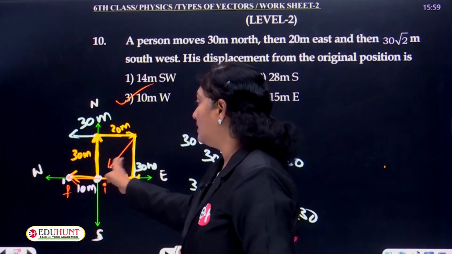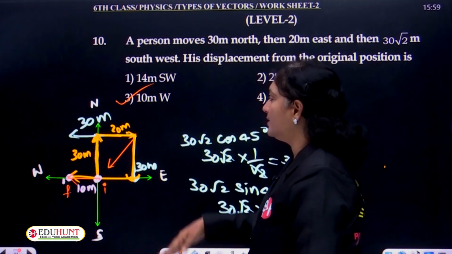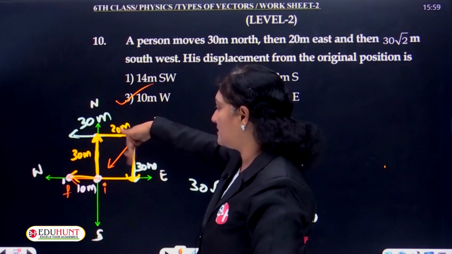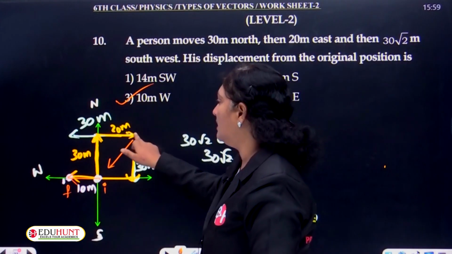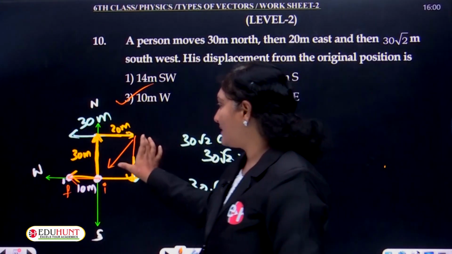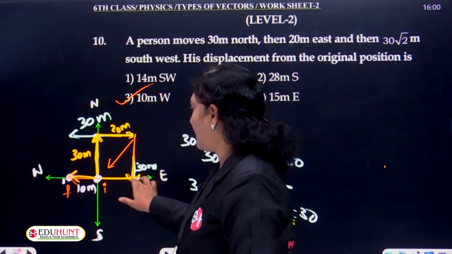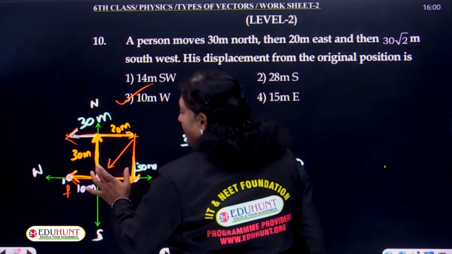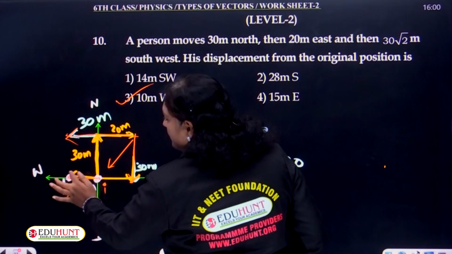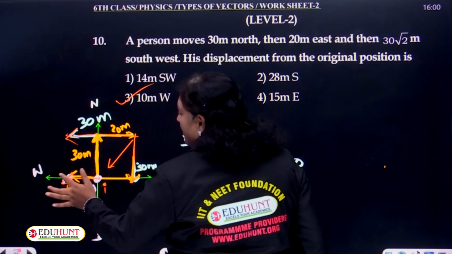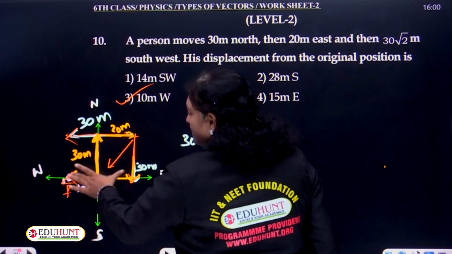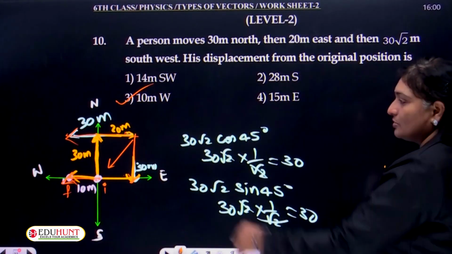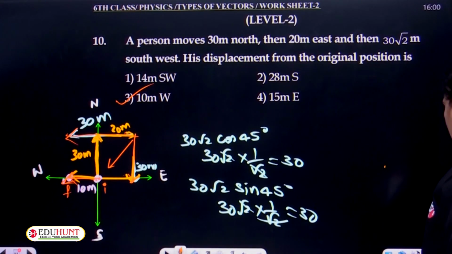Now again he was moving 30 root 2 meters southwest. 30 root 2 meters means that some portion is along the horizontal direction and some portion is in the vertical direction. 30, 30 will give you 30 root 2. So like that if you consider, 30 means finally he will be here, 30 means he will be here. So this was the initial position, and after moving down he was moving like this. So this was the final position. I just plotted the parallel value, I just shifted it here. So between the initial position and final position, the distance is only 10 meters and it was facing towards west. So the correct option is 10 meters west.